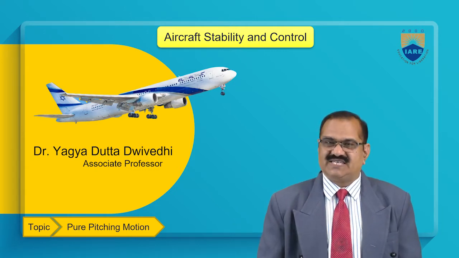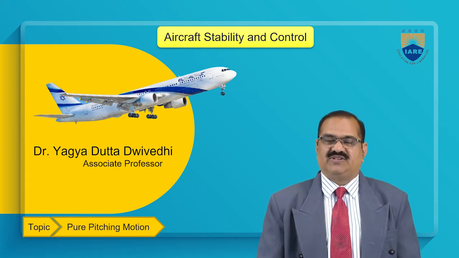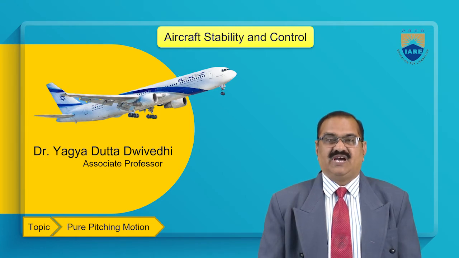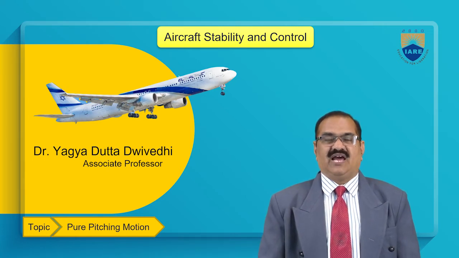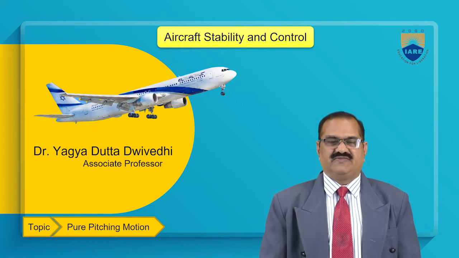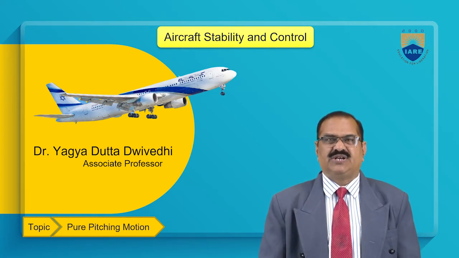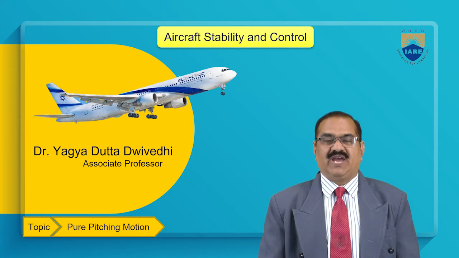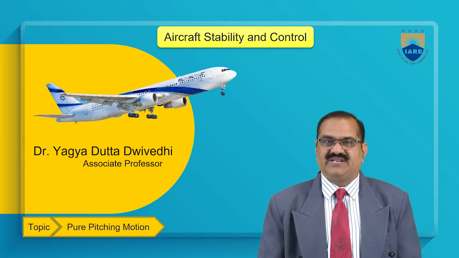In the previous class, I discussed the three equations of motion, which are related to the longitudinal motion of the aircraft. This relates to the motion in the x direction, the motion in the z direction, and the pitching motion in the lateral axis, or it is called the pitching motion. The pitching motion is the motion when the nose is going up and down.